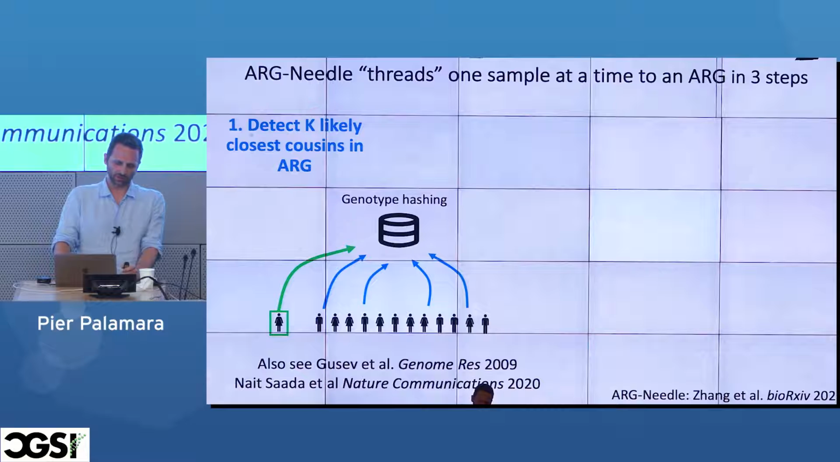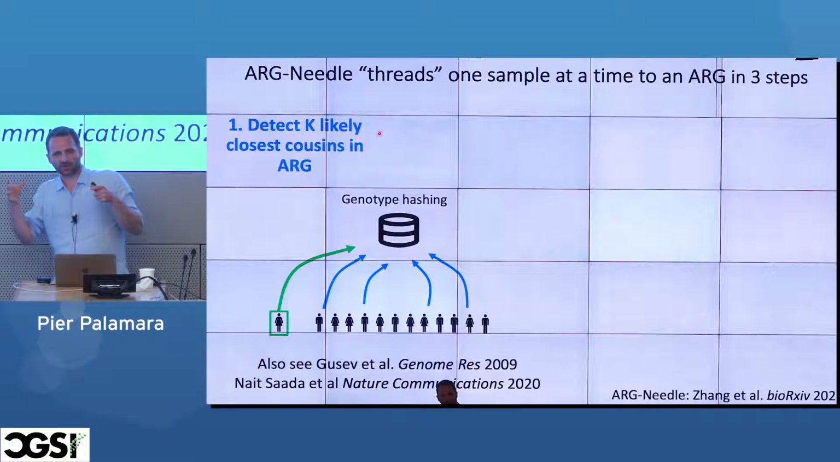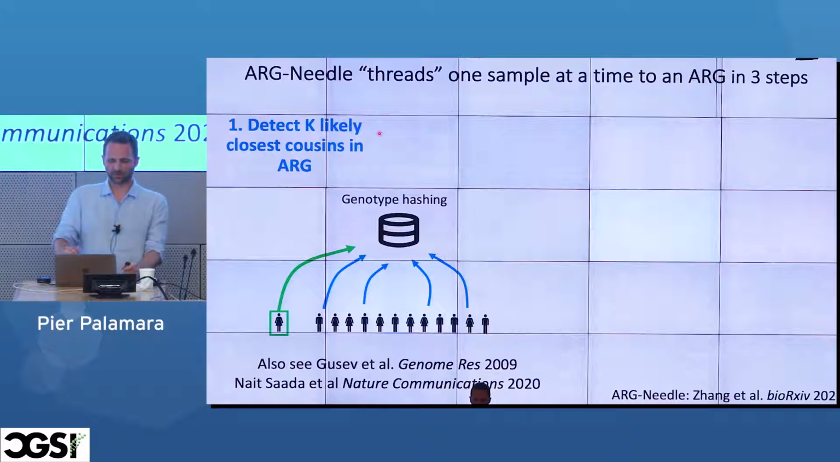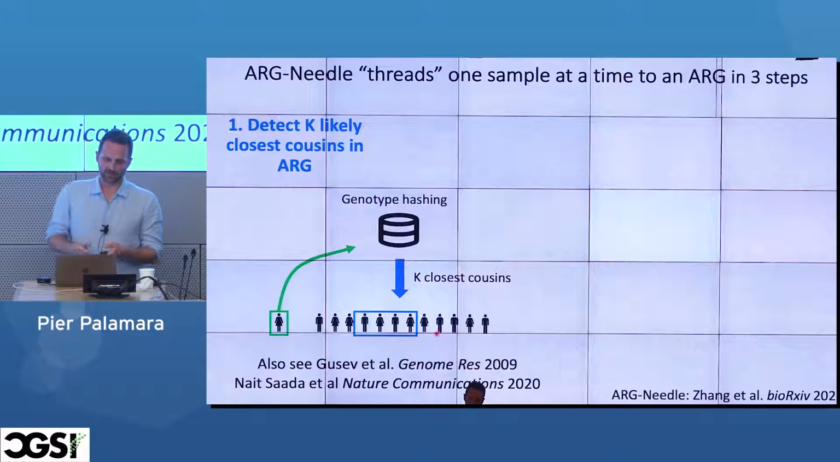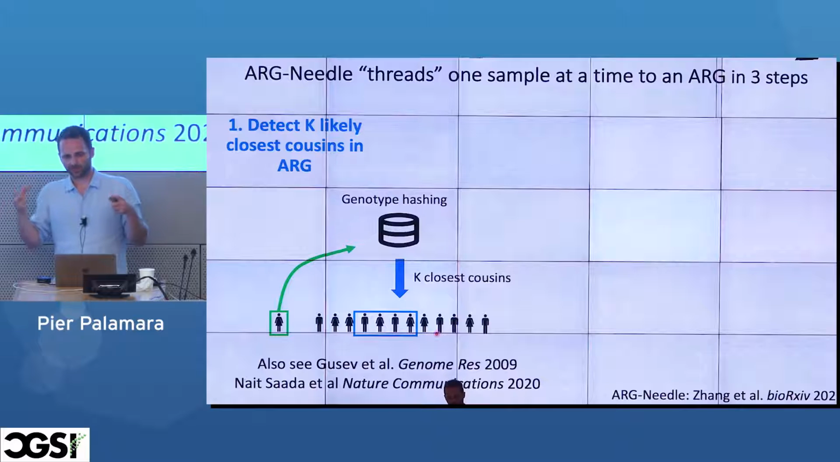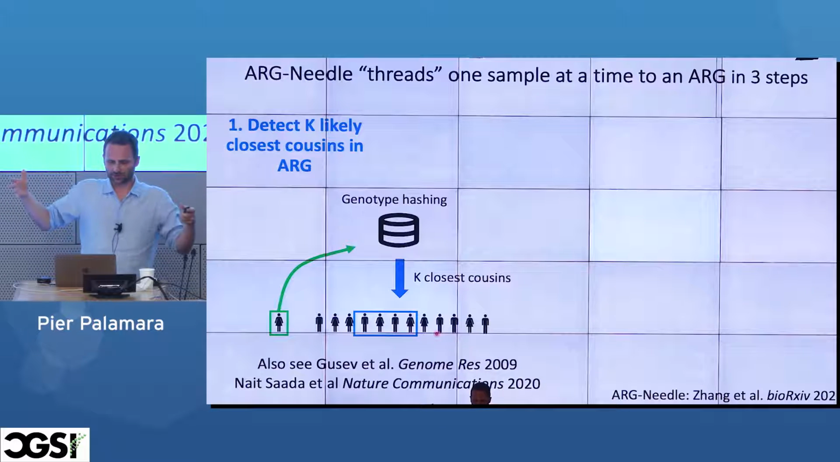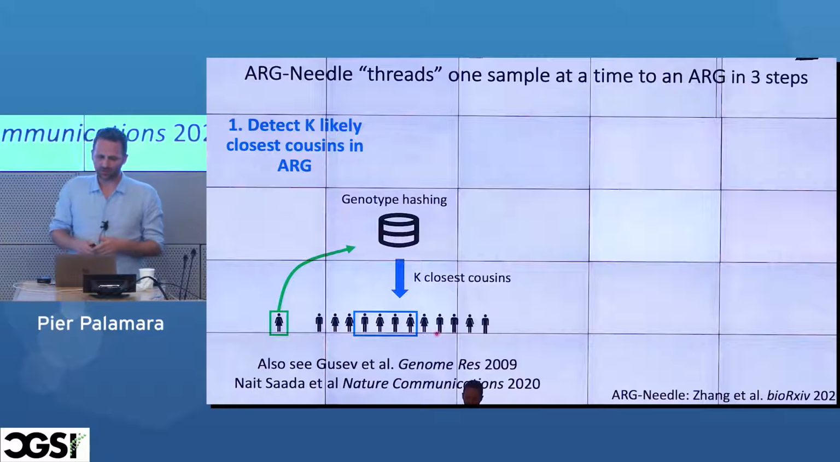So the goal of the first step out of 3 in the algorithm is to find a subset of all the people in the ARG that are closely related to the one that I'm trying to thread, to add to the ARG. So to do that, I have this hashing step where I want to quickly find a set of k closest cousins that are candidate IBD, IBS. So they have long haplotypes that are identical, which means that they're likely going to be cousins at this position.